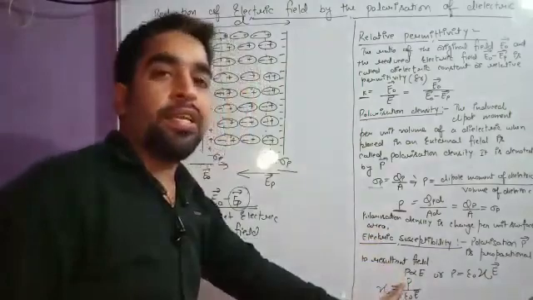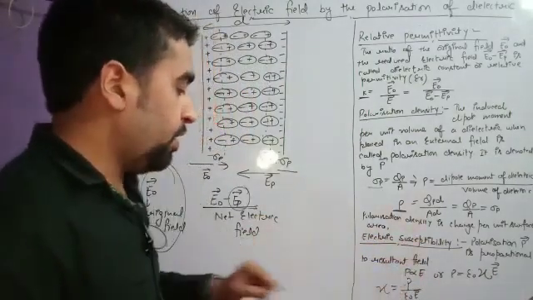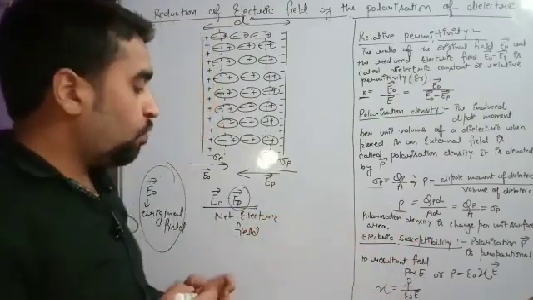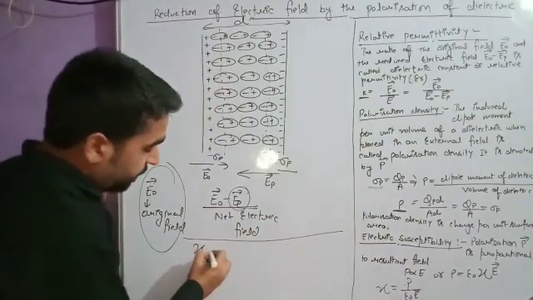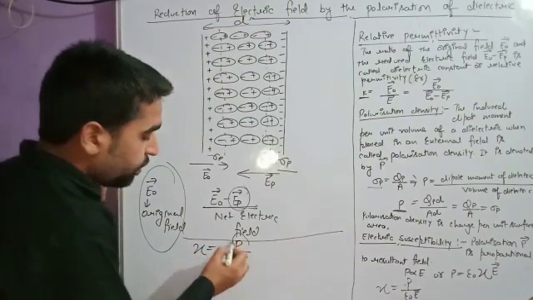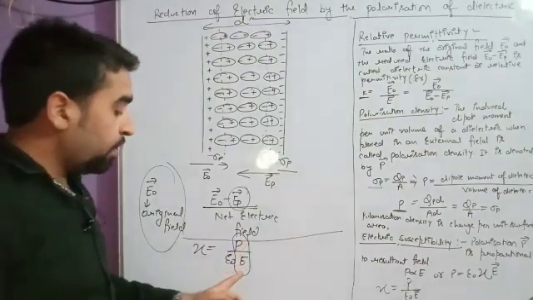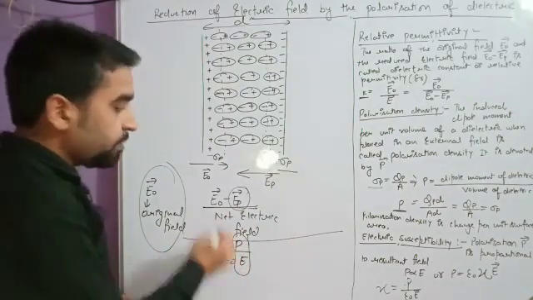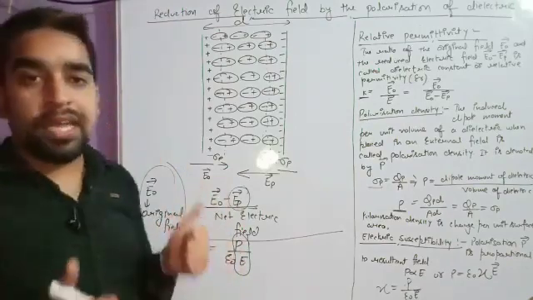P, polarization, is proportional to the electric field. P is equal to epsilon naught xi E. And what is the value of xi? Xi is equal to P upon epsilon naught E. So we can say the ratio of polarization density and electric field, times 1 upon epsilon naught, is known as the susceptibility of the material. So I hope you understood all of this lecture. Thank you. God bless.